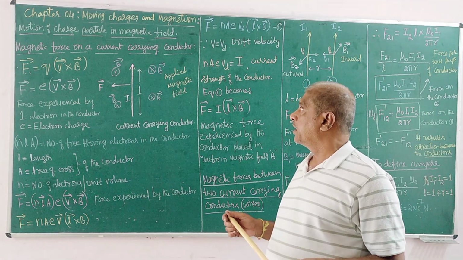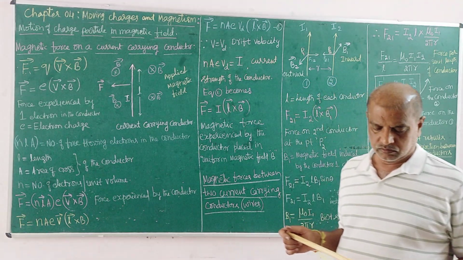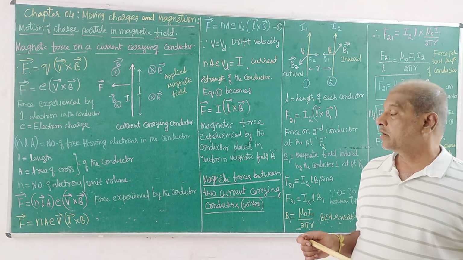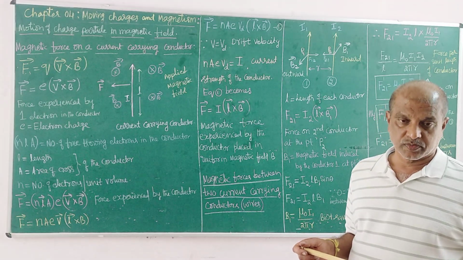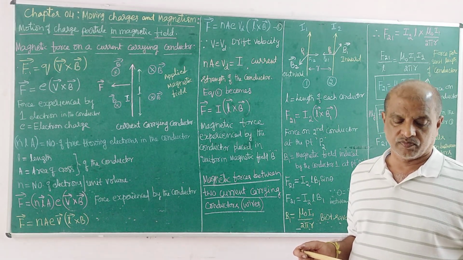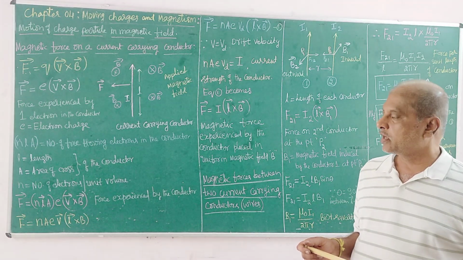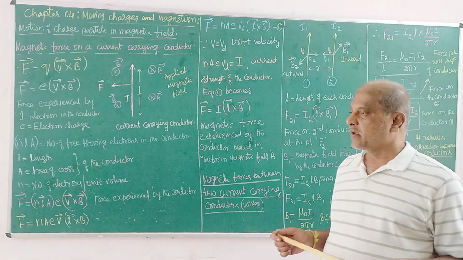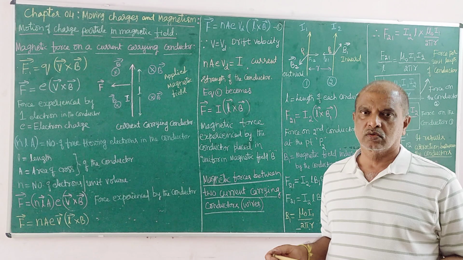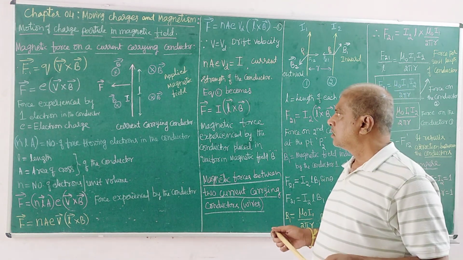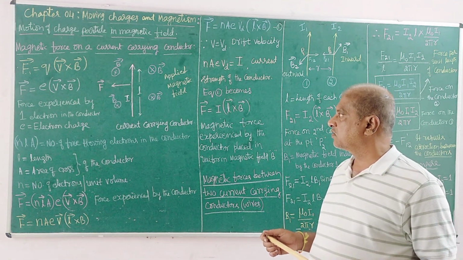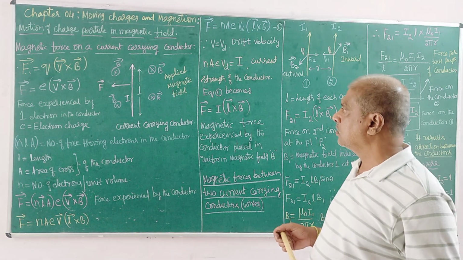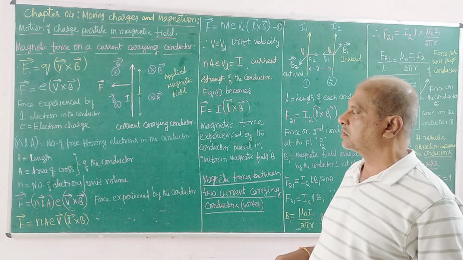Force on a current carrying conductor. If a current carrying conductor is placed in a magnetic field, it is acted upon by a magnetic force, by which the conductor itself displaces from one point to another place, from one location to the other location.